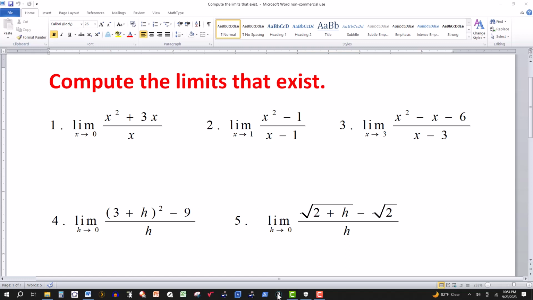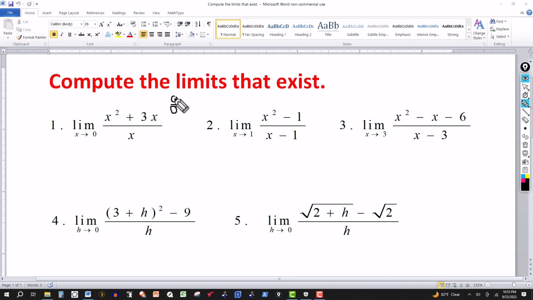And if you get something like 0 over 0, or something that's not defined, say 1 over 0, then the limit's not going to exist. So what you want to do is plug it in. So look at the first one. Limit of this rational expression as x goes to 0. So what do we get if we plug in 0 for x? Well, in the numerator we have 0 squared plus 3 times 0, that's 0 over 0. So we get 0 over 0. That's called an indeterminate form.